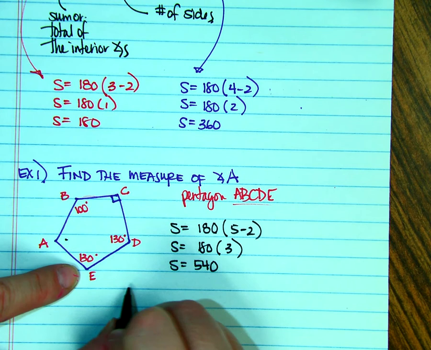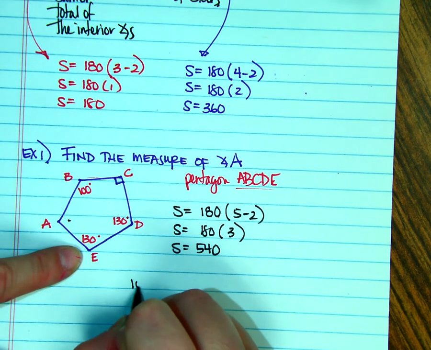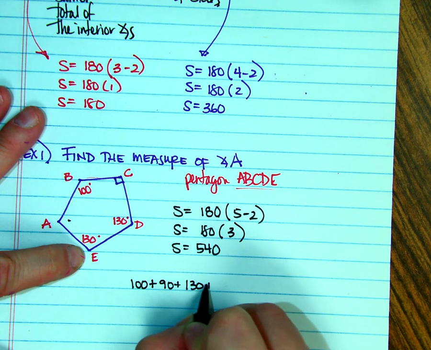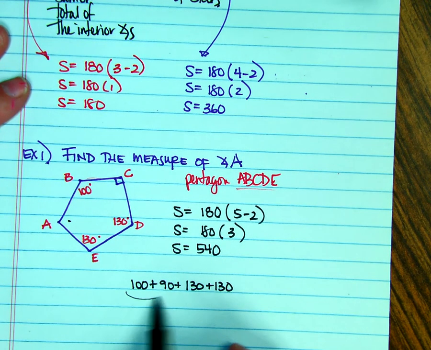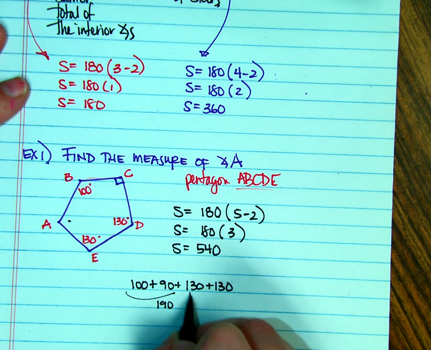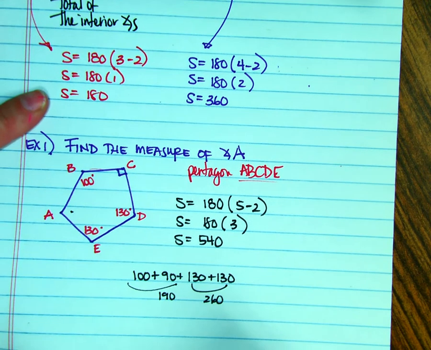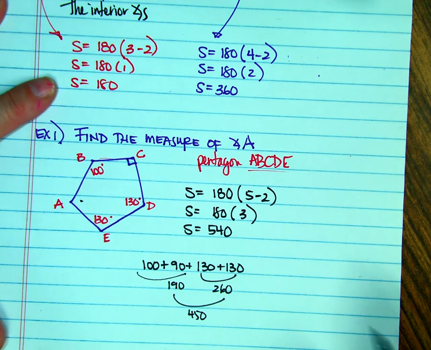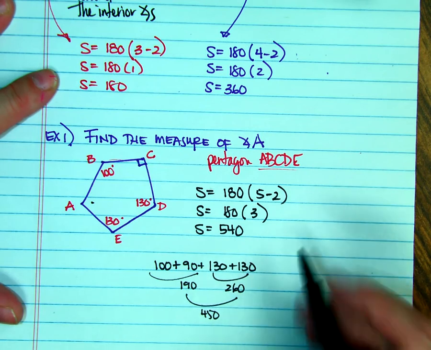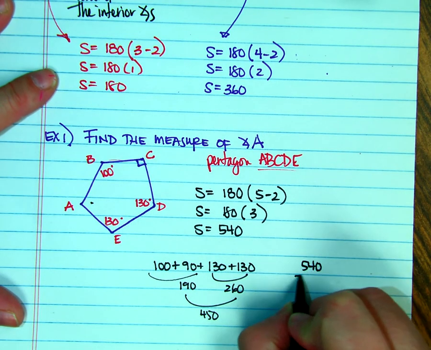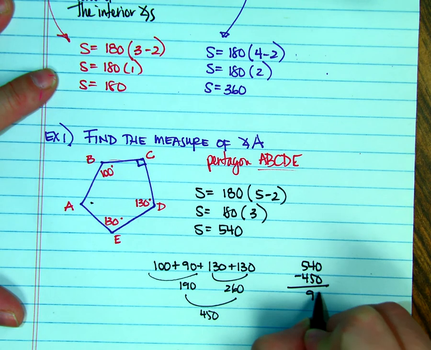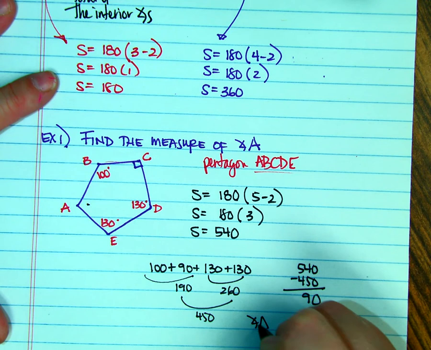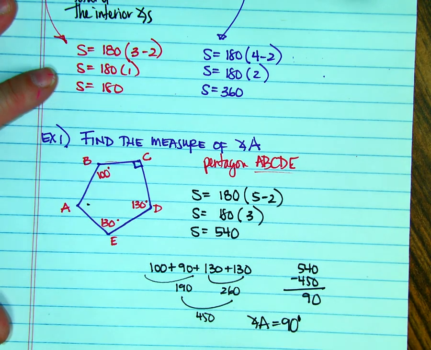So I have 100 plus the 90 plus the 130 plus the other 130 gives me 190 and 260. So that gives me a total of 450. Well, it has to equal 540. So 540 minus the 450 tells me that I have 90 degrees left over. So angle A would have to equal 90 degrees.